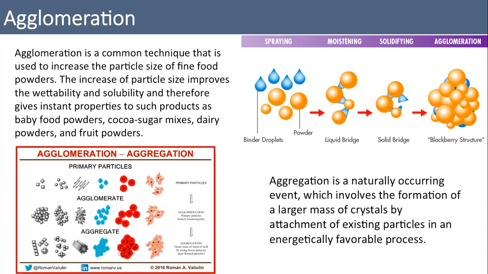So agglomeration is very important, right? Aggregation means other types of bonds are also there. Then all these particles bind together again, right? The structure you can see here: primary particles, agglomeration, and aggregation. So what are the differences? You can read and understand these things. I am not going to explain, right?